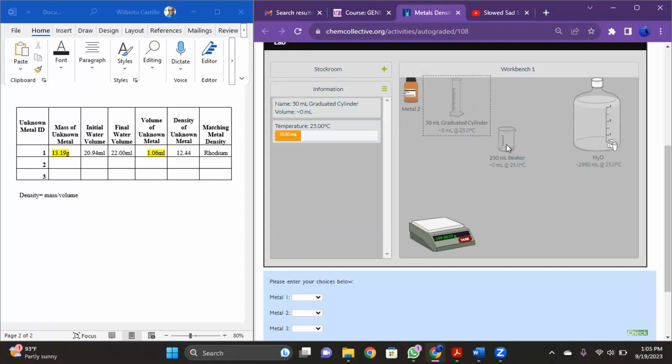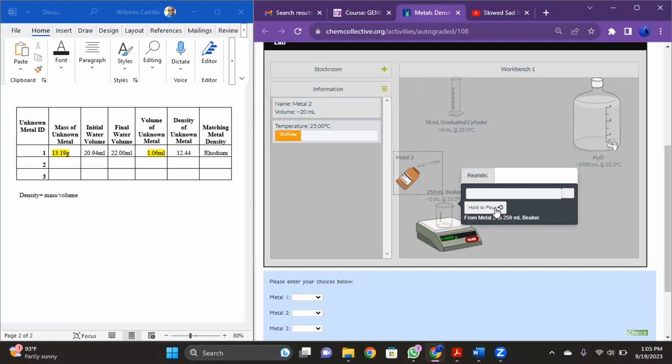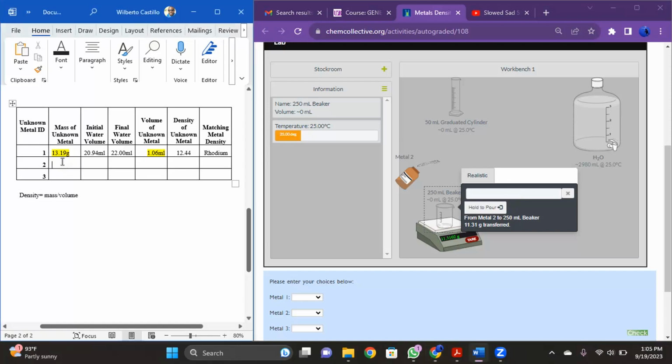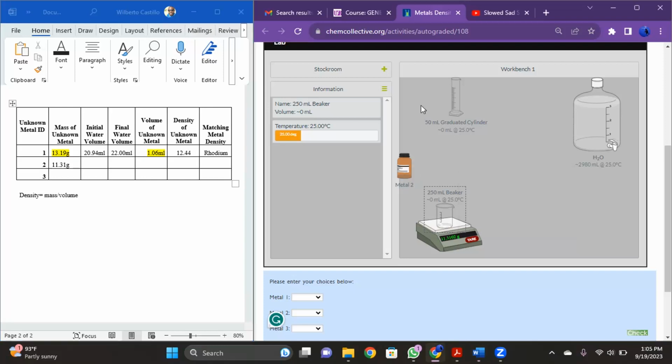So now the scale is already tared. If we place this here, it's gonna be 0. Let's add some of our unknown metal number 2. We have added 11.31 grams of this unknown metal. 11.31 grams. There we go. This is metal number 2, by the way.